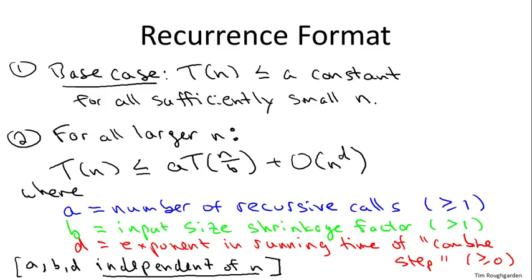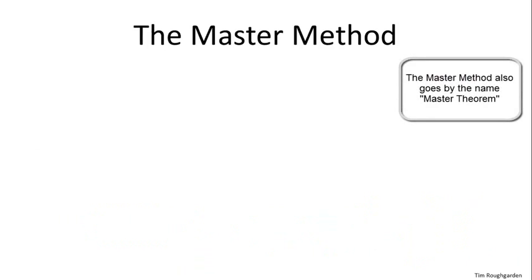So that's the input to the master method. It is a recurrence of this form. So you can think of it as a recursive algorithm which makes a recursive calls, each on subproblems of equal size, each of size n over b, plus it does n to the d work outside of the recursive calls. So having set up the notation, I can now precisely state the master method for you.